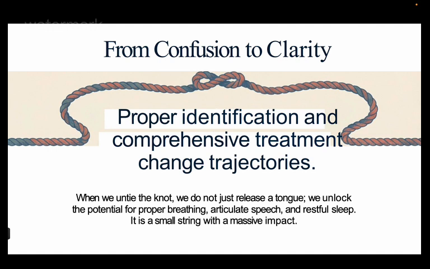What is major is proper identification and comprehensive treatment change the trajectories. So when we untie the knot, we do not just release a tongue, we unlock the potential for proper breathing, articulate speech, and restful sleep. It is a small string with a massive impact. So don't think ankyloglossia or tongue tie is a simple thing. The after effects are always dangerous and more. Okay. So with this we'll finish it off.